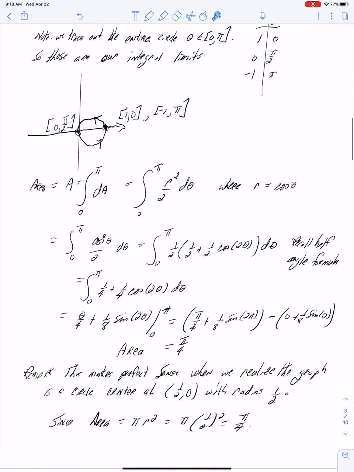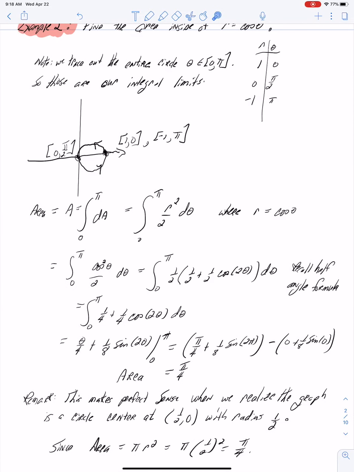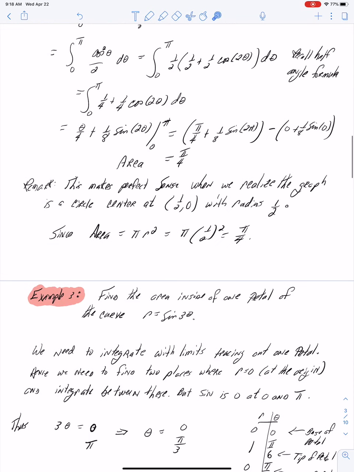And now we should think about this because we know what this is. It is a circle. Okay, its diameter goes from 0 out to 1. So what's its radius? The answer is 1/2. And so the area of a circle is pi r squared. What's r? R is a half. If I put that into my old formula I learned in high school, I also get pi over 4.